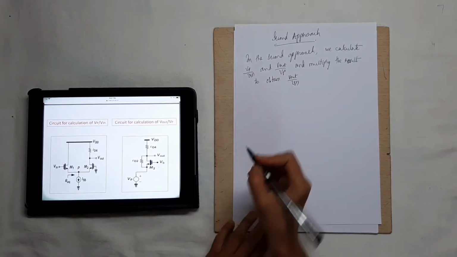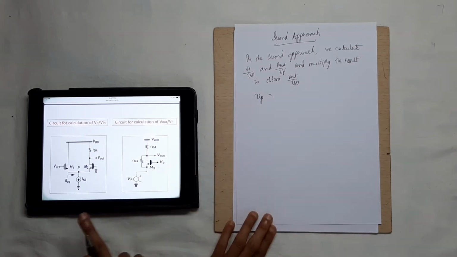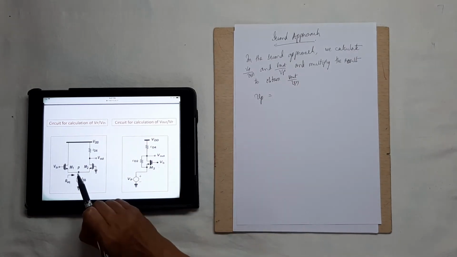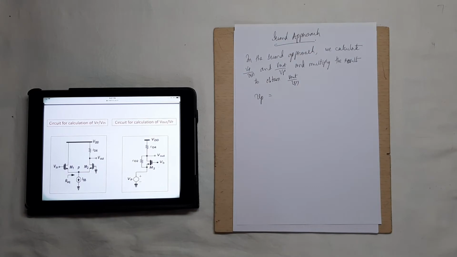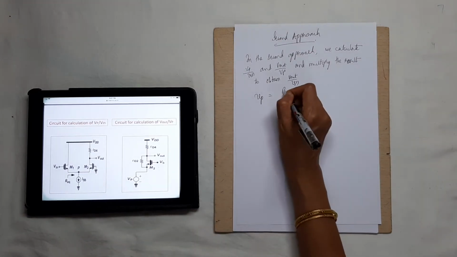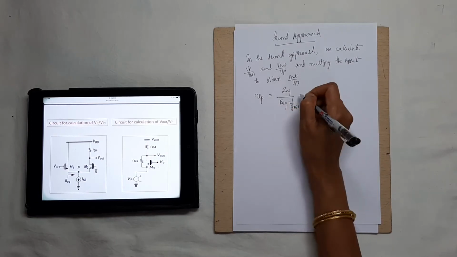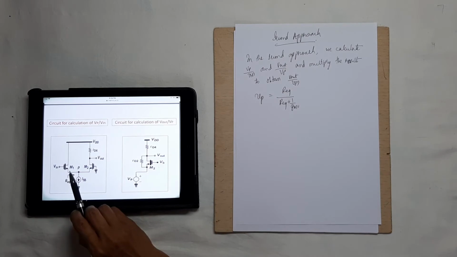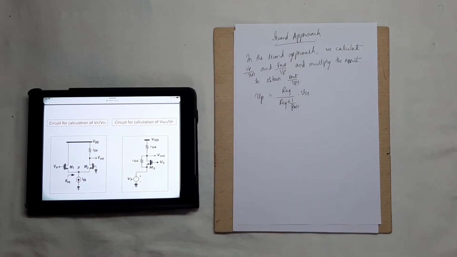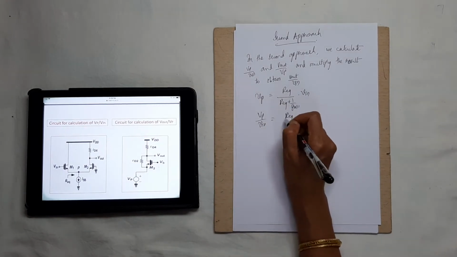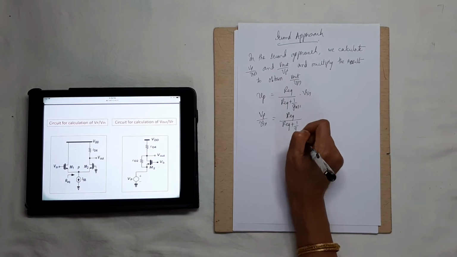Now from this particular figure, how do we write Vp? That is from figure 1. Let us call this figure 1 and this figure 2. From figure 1, we can write Vp, the voltage at this particular point. If you consider this part of the circuit, Vp can be written as R equivalent divided by R equivalent plus 1 upon GM1, where GM1 is the transconductance of the M1 transistor, multiplied by Vin. From this, Vp by Vin is equal to R equivalent divided by R equivalent plus 1 upon GM1.